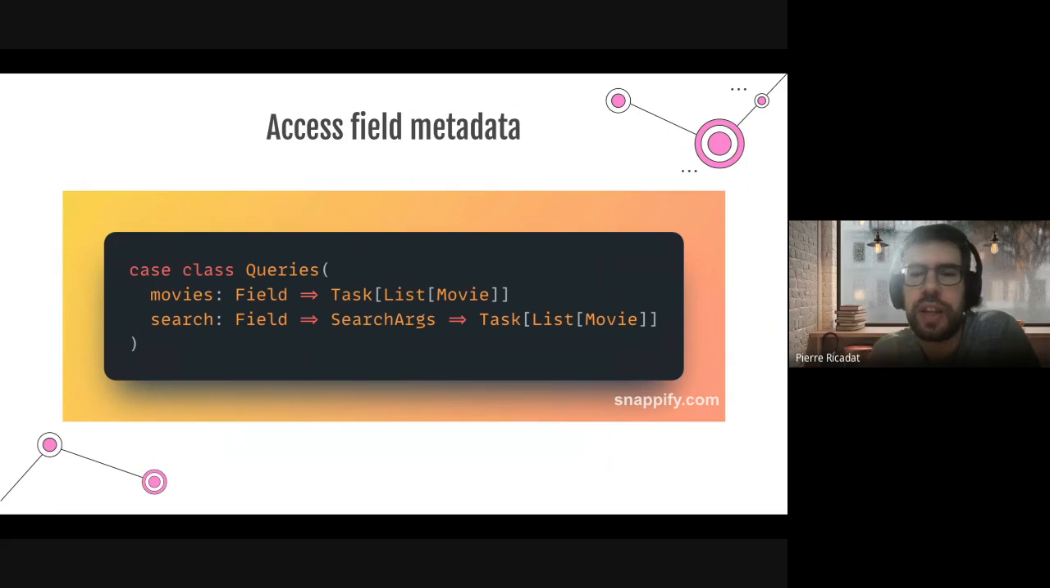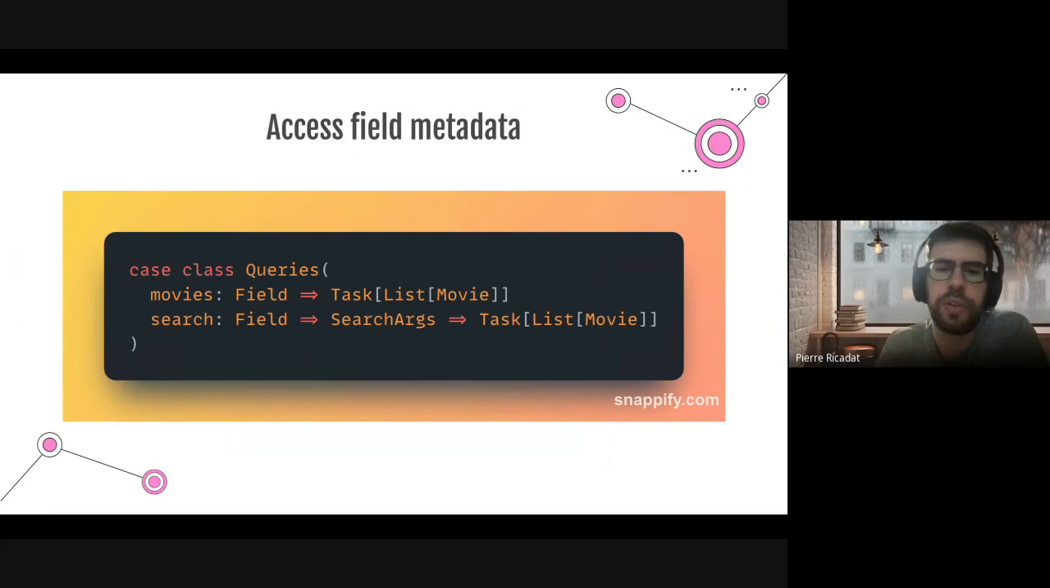Instead of being just a task of list of movie, you make it a function from field to a task of list of movie. Field is a Caliban type, is a Caliban.field. And that type field gives you some metadata about what the client requested. By the way, here I put also an example of search. So if search is a function from search args to a list of movie, you can also make it.